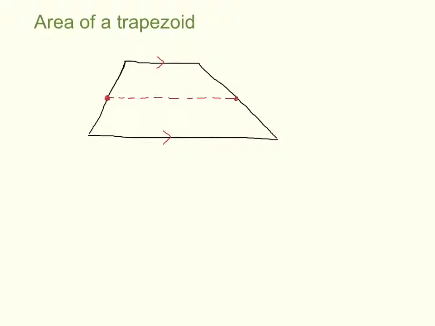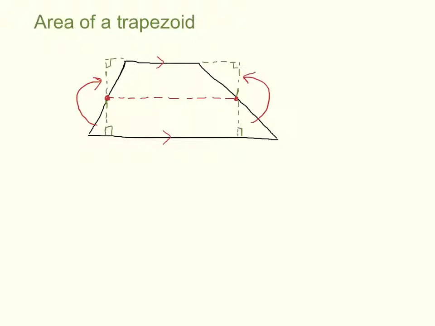This lesson is about area of a trapezoid. Here we have a trapezoid, and as you remember, the one pair of opposite sides are parallel. If I take a look at the mid-segment of that trapezoid, then if you could imagine, I could cut this piece off here and move it up there, and at the same time I could cut this piece off here and move it up here.